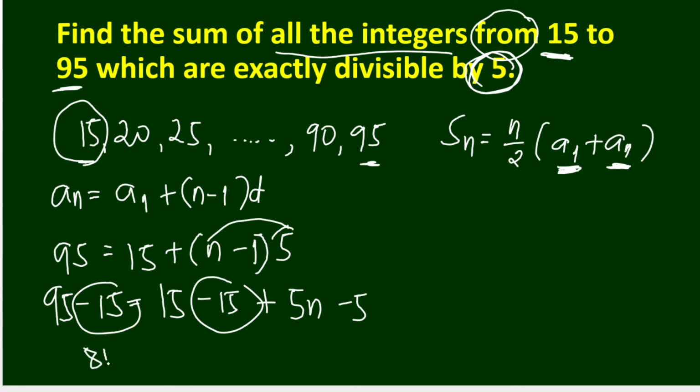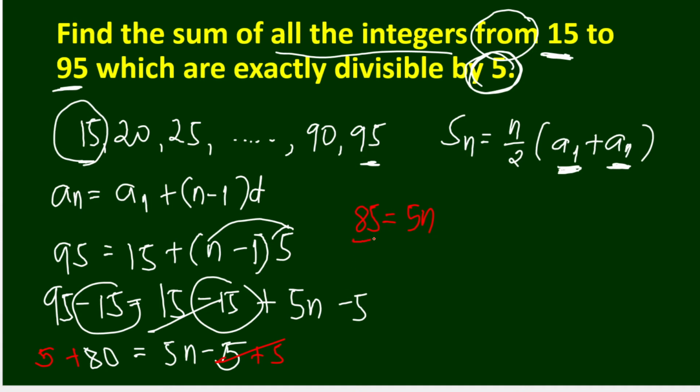80 is equal to, so cancel this out kasi 0 na yan. We have 5n minus 5. Next. Alisin natin tong negative 5 dito. Para maalis yung negative 5 dyan, we're going to add 5 both sides. So, ang gagawin natin, we're going to add here plus 5 and then plus 5 din dun sa kabila, which will give us 85 is equal to 5n. Kasi cancel this out na kasi 0 yon.